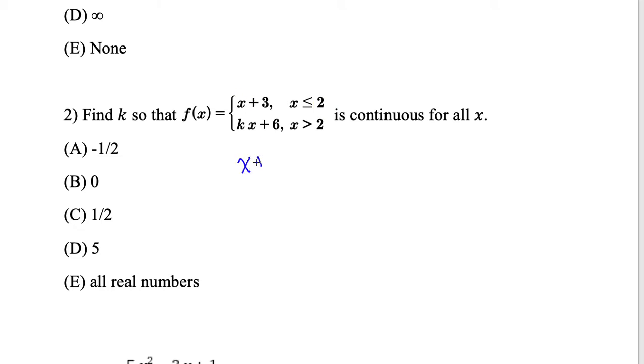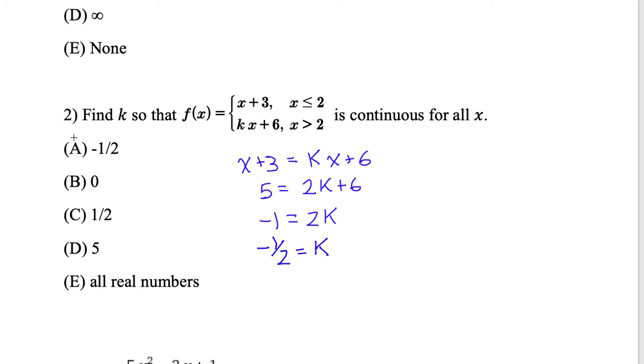I have x plus 3 is equal to kx plus 6, but I'm substituting 2 for x. So this is now going to be 5 is equal to 2k plus 6, and then I'm solving. Subtract 6 from both sides, I'm left with -1 is equal to 2k, and then divide both sides by 2, and I get -1/2 is equal to k. The correct answer here is A.